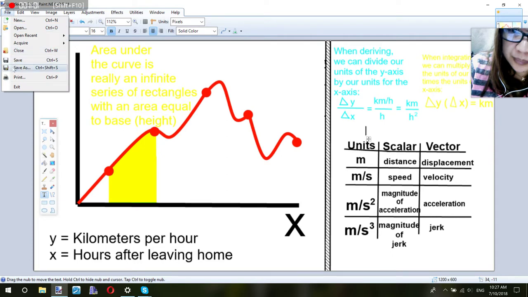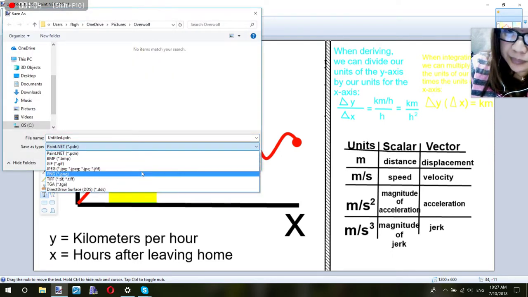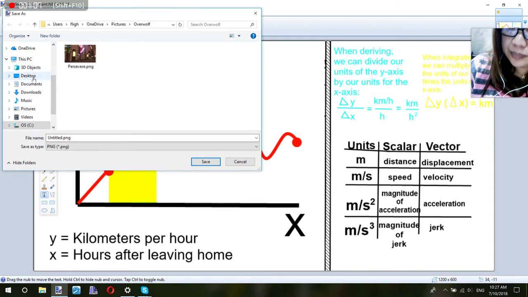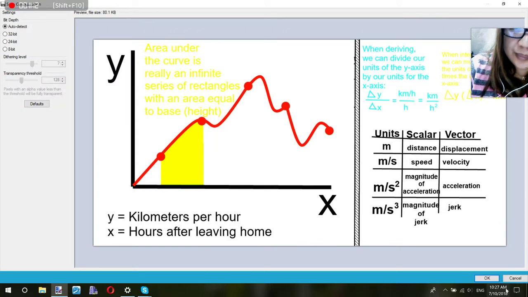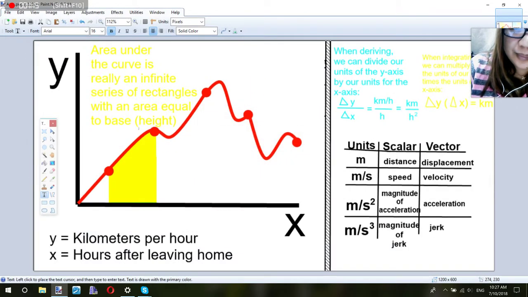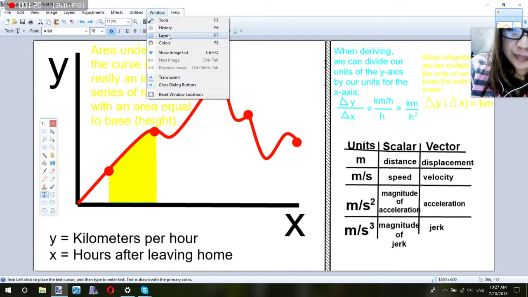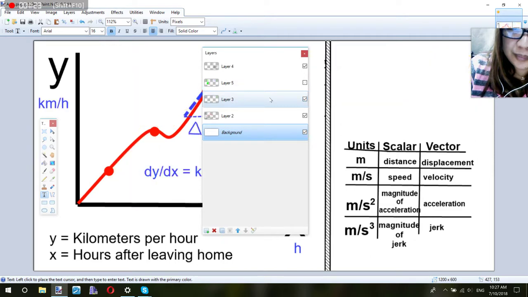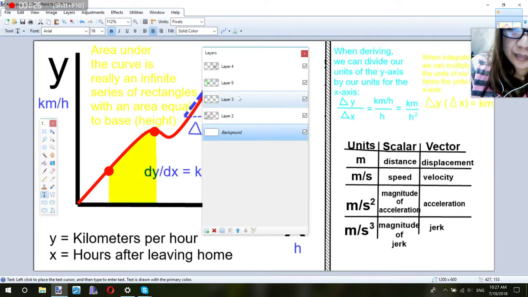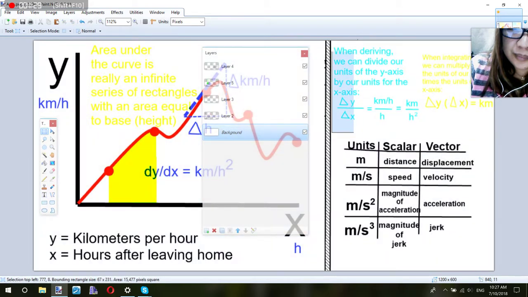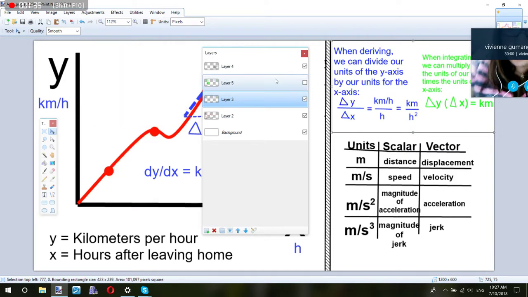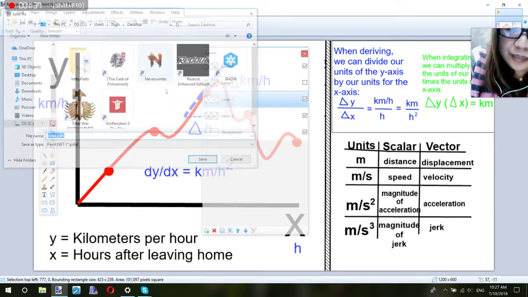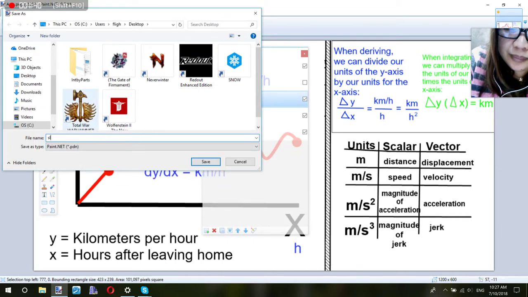I'm going to give us another one and we'll see how we do. So let me save this up for us really quick. Let's see, this will be area. And then we'll do one more with the opposite one showing. So this is slope.